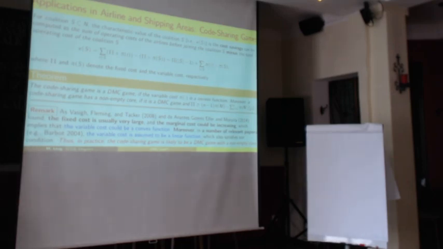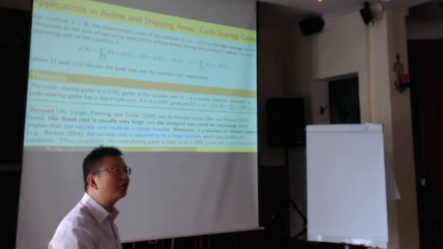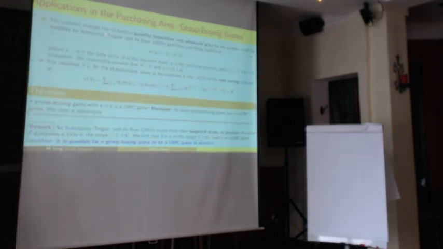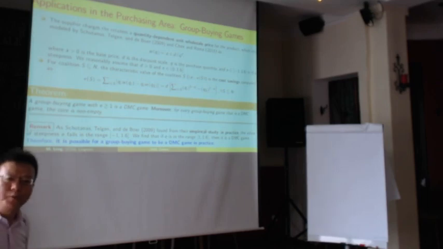Now I need to show whether this is practical or not. So I got this evidence from these 2 papers. They did empirical studies in these 2 papers. They showed, as usual, the fixed cost is large. And the next one, they mentioned marginal cost is usually increasing. Marginal cost increasing, I think this is convex. So this implies the variable cost is convex. So we are confident that in reality, the code sharing game is possible to be a DMC game. It's possible.